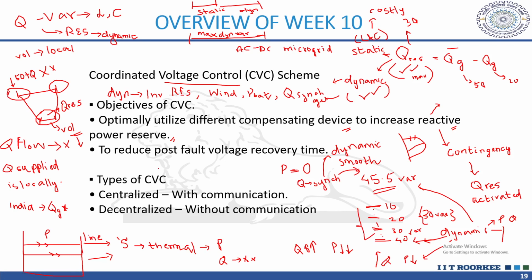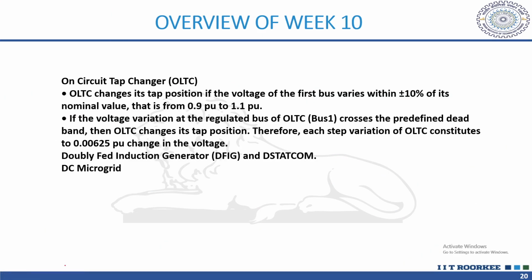Okay. So this type of CVC can be centralized or decentralized. We have discussed that centralized has a single point of communication failure, which is a disadvantage. But here we know the global variables, and in decentralized, we don't have knowledge of global variables. We have only the local variables to work with. So these are the devices that we are using for VAR management.